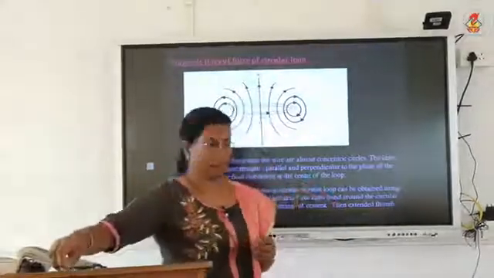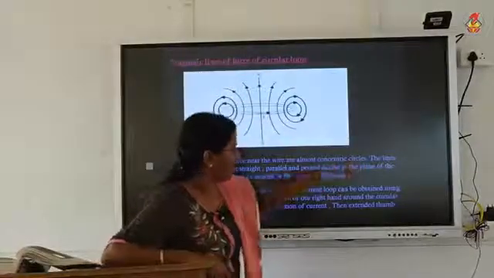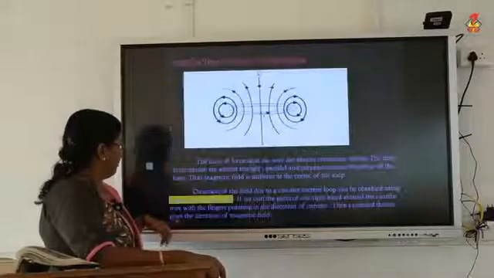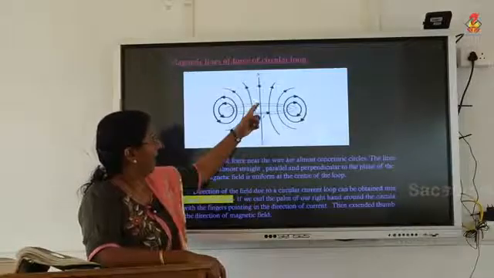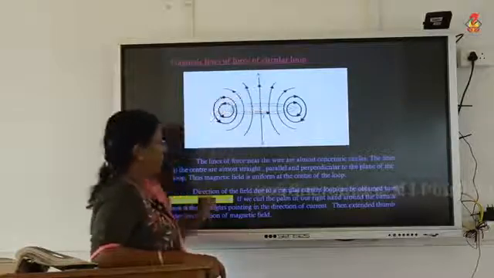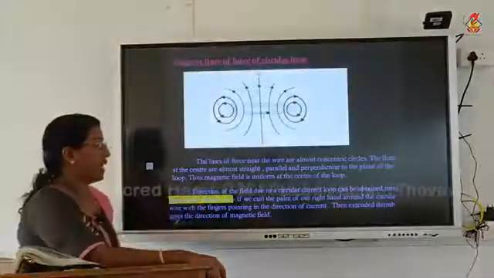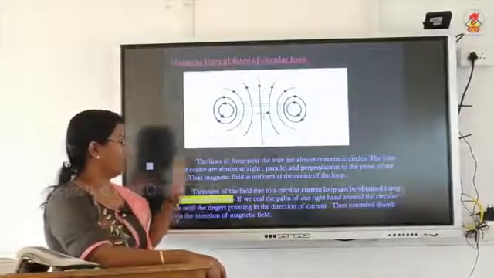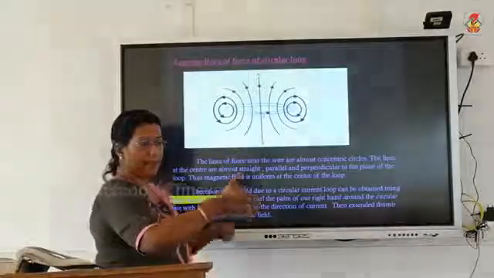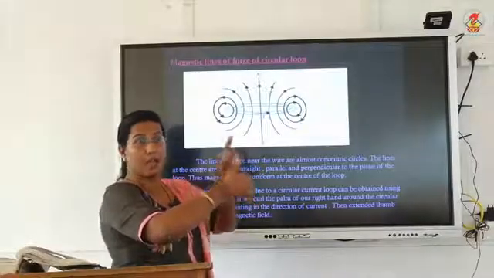See, the lines of force near the wire are almost concentric circles. The lines at the center are almost straight, parallel and perpendicular. The lines are perpendicular to the plane of the loop. Thus the magnetic field is uniform at the center of the loop. Now the direction of the field can be obtained using the right hand thumb rule. For that, you take your coil and curl your fingers in the direction of the current. Your fingers represent the direction of current and your thumb represents the north pole.